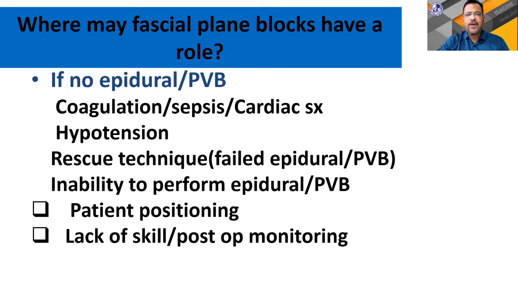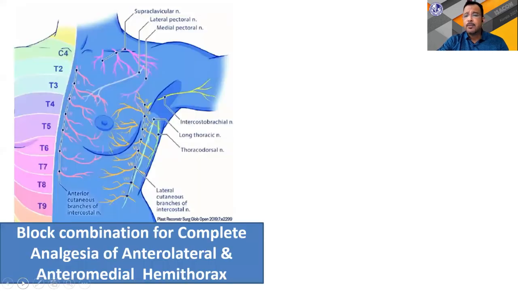So where may the fascial plane blocks have a role? If you can't place an epidural or a paravertebral catheter because the patient has a coagulation defect or sepsis, or in cardiac surgery where you don't want hypotension in your patient, or as a rescue technique if your epidural or paravertebral has failed, or if there is an inability to perform an epidural or a paravertebral because of patient positioning, the lack of skill of the operator, or the lack of post-op monitoring. So in these situations, the fascial plane block has a role.